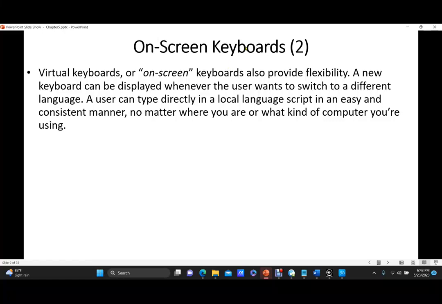Virtual keyboards, on screen keyboards, also provide flexibility. They can display a new keyboard whenever the user wants to switch to a new language. The user can type directly in a local language script in an easy and consistent manner. No matter where you are or what kind of computer you are using, the on screen keyboard controlled by software can use the local script.